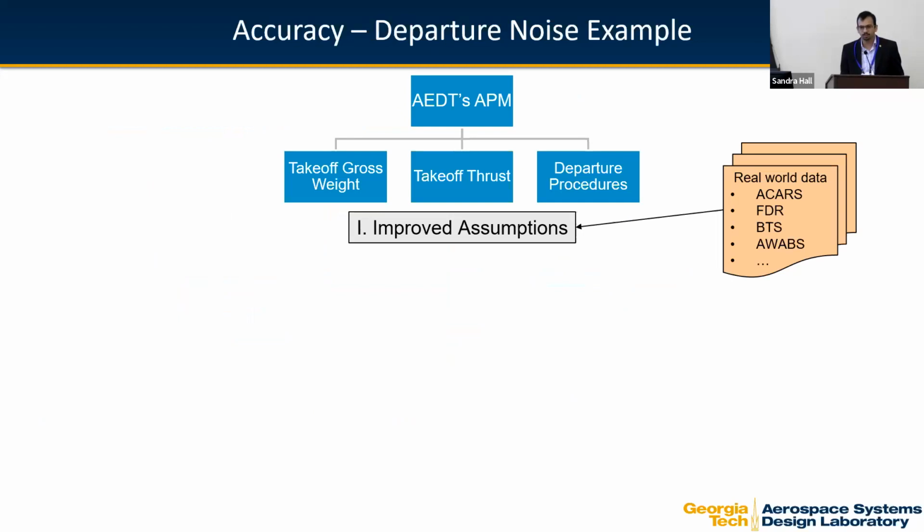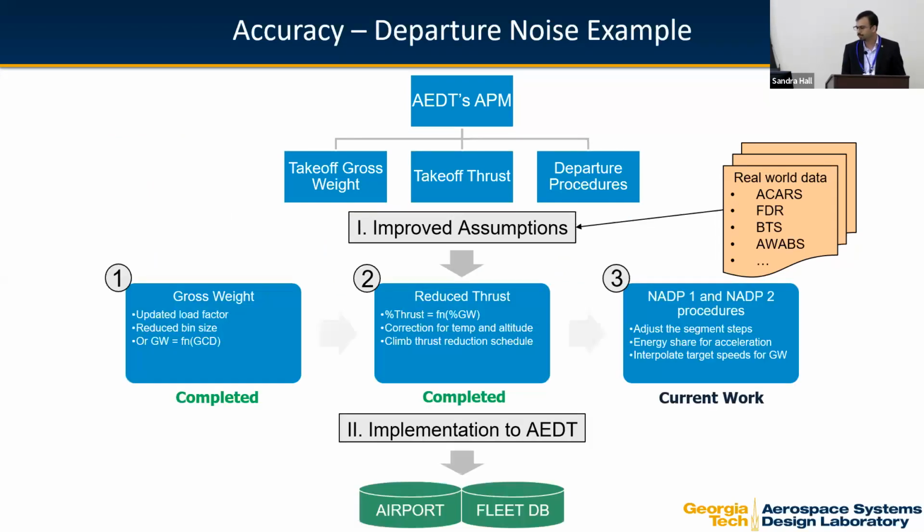So I'll go into the accuracy part first. We know ADT's APM, the aircraft performance model, is what we took a deep dive into. And we identified 3 different areas of improvement for departure noise. This is just one of the many projects that we have for improving ADT, but I'm just going to highlight this one here. So we look at the assumptions in these 3 groups, and we use a lot of real-world data to kind of improve them.